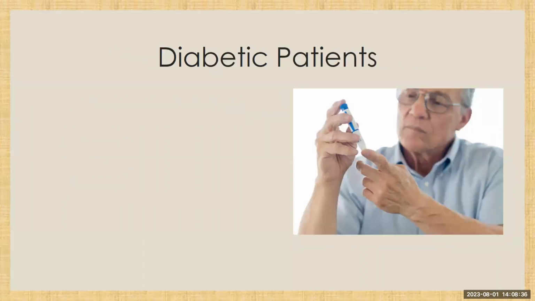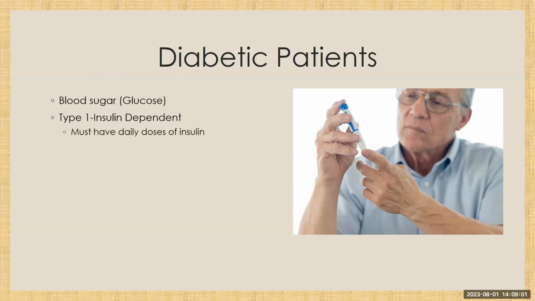Our next group of patients is our diabetic patients. Diabetes is a genetic endocrine disorder that affects how the body uses blood sugar or glucose. There are two types of diabetes. Type 1, which is insulin-dependent diabetes, where the pancreas produces little or no insulin. These individuals must have daily regular doses of insulin. And type 2 diabetes is where the pancreas produces different amounts of insulin.